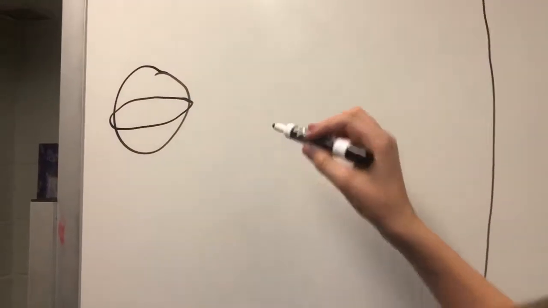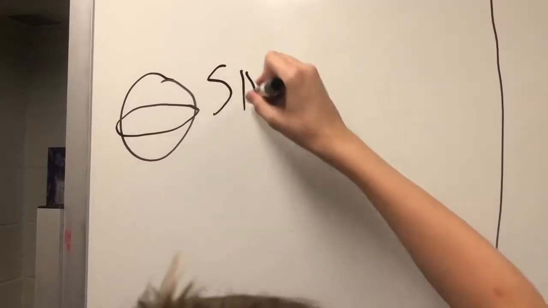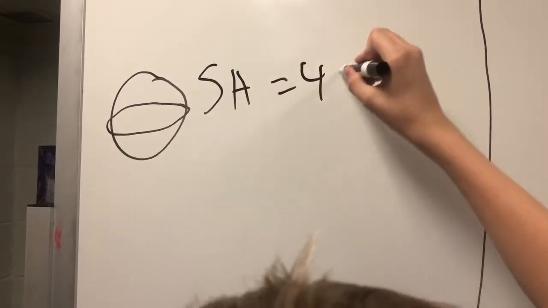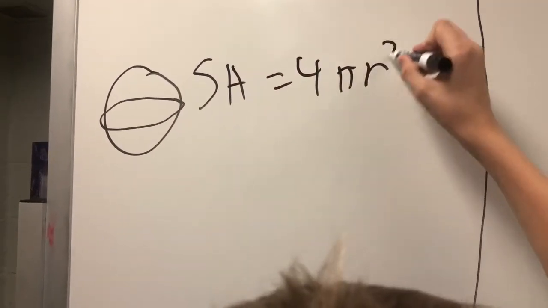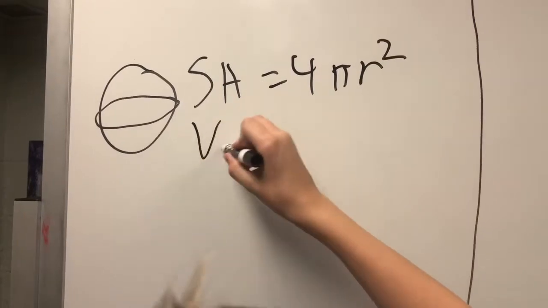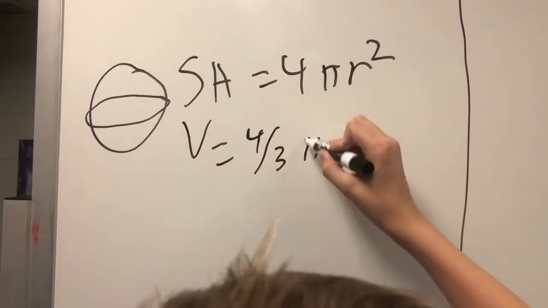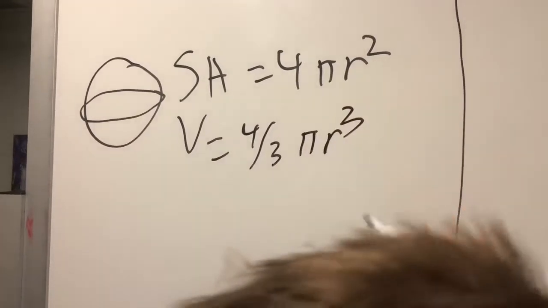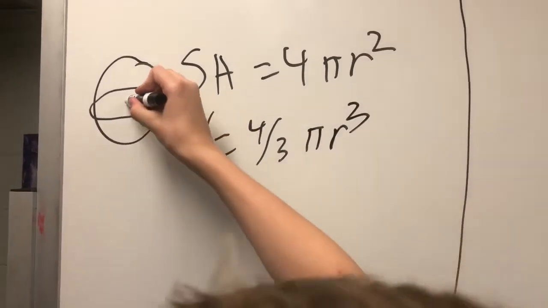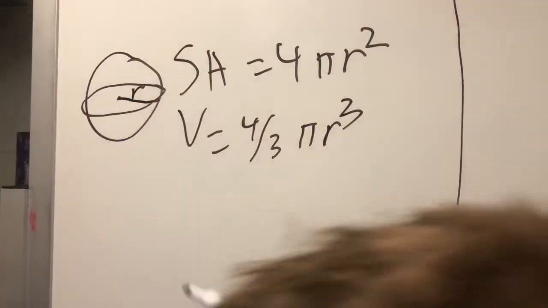The last two formulas are used to calculate the surface area and volume of a sphere. The formula for the surface area is 4 times pi times r squared. The volume formula is 4/3 pi r cubed, where r is the radius for both of these formulas.